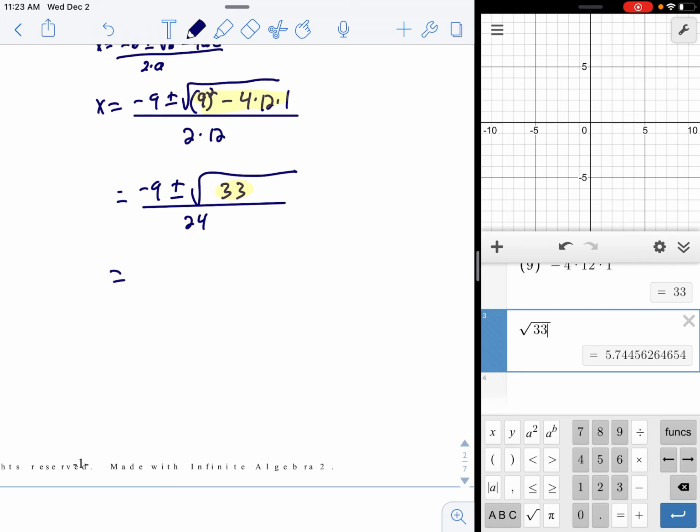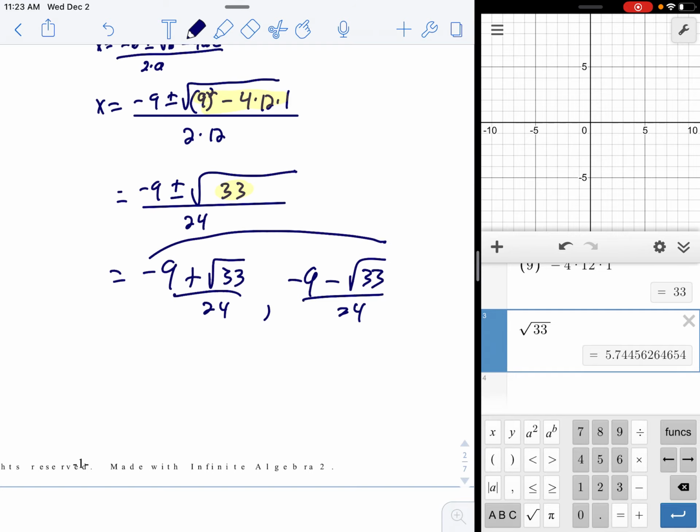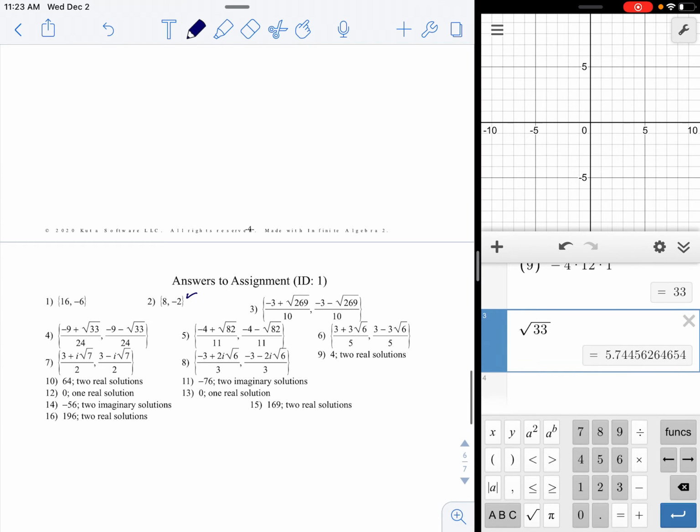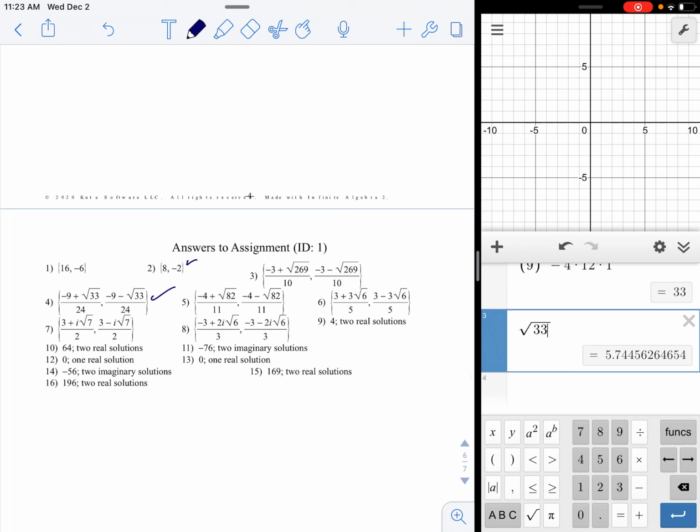What you could do is split it into negative 9 plus square root of 33 over 24, and then negative 9 minus square root of 33 over 24. But you can't combine anything. There's no like terms. There's nothing else you can do here. That is just the answer. So number 4, let me check it. Yep, there we go. Notice number 1 is whole numbers, just like number 2. Number 3 is radicals, just like number 4. So the way this worksheet is set up, you can definitely use my examples to help you out as you go.